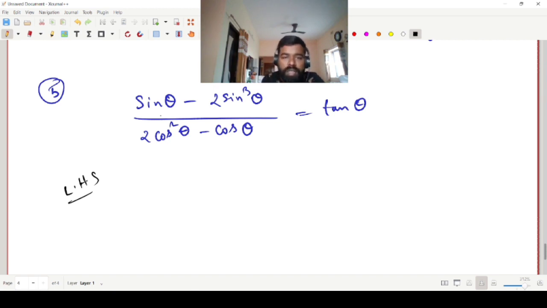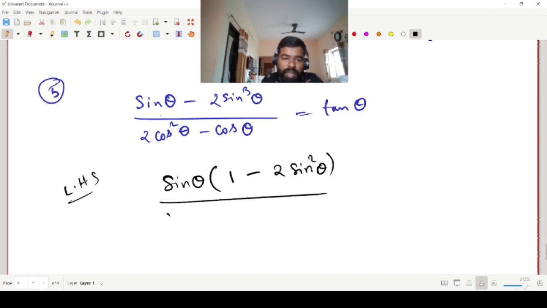So you can see that in the numerator we can take sine as common. Then in the bracket we are left with 1 minus 2 sine square theta. And same for the denominator, if you take cos as common, because cos is there in both the terms. So then we have 2 cos square minus 1. I think there is a mistake. Yes, this is cube, so there will be a square.